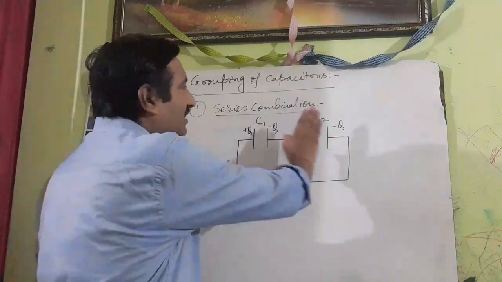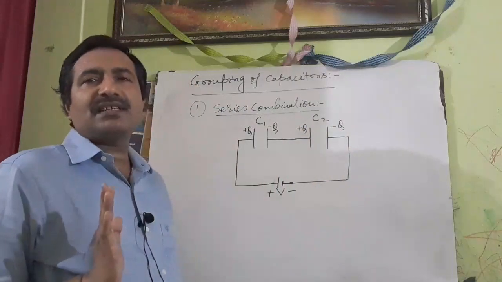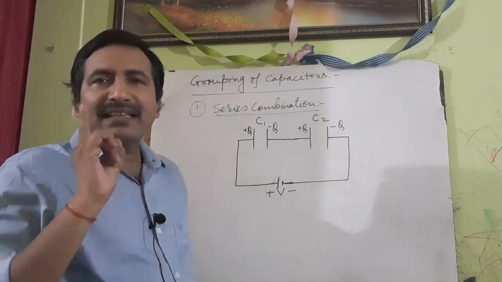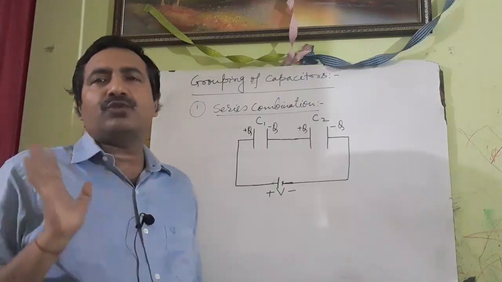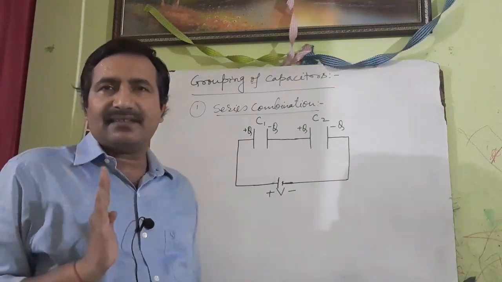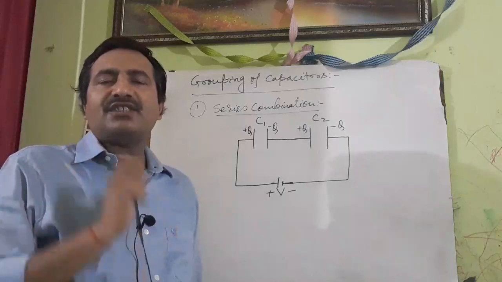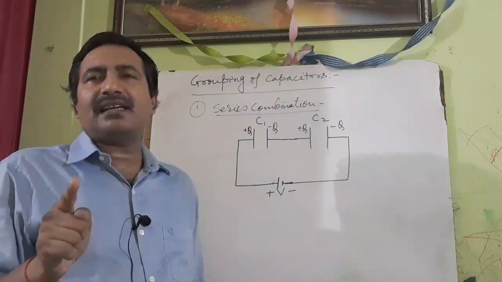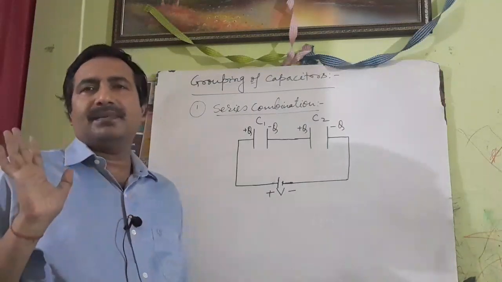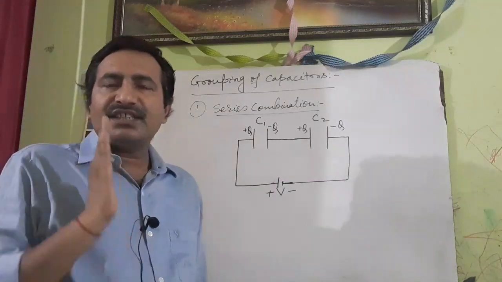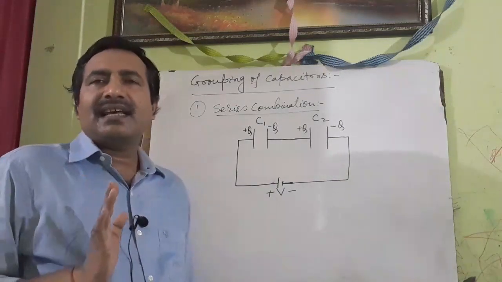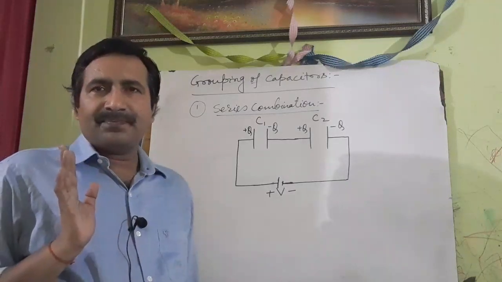Although their capacitances are different, the charges are the same. So one thing you must learn here is that when two or more capacitors are connected in series, the charges on each and every capacitor remain the same. Equal charges are observed on each of the capacitors connected in series.